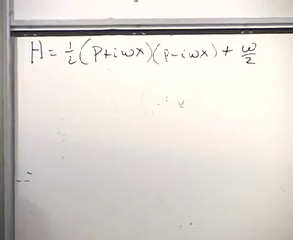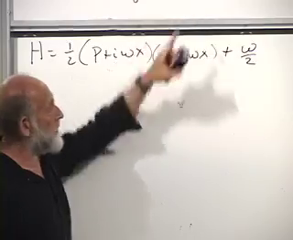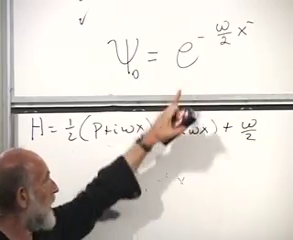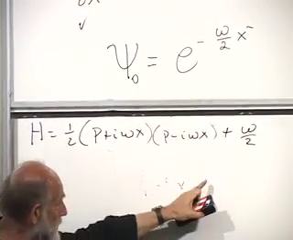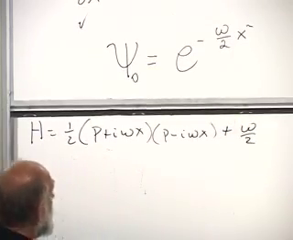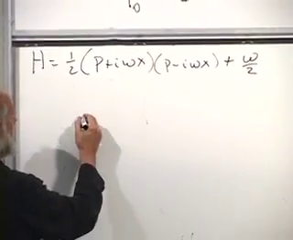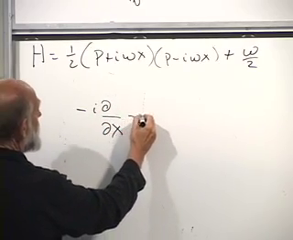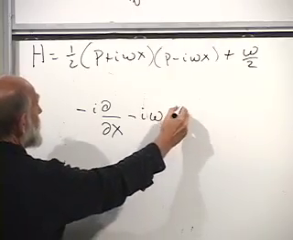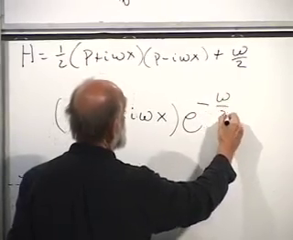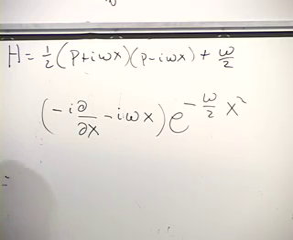Okay, let's apply p minus i omega x to the wave function, and then multiply it by p plus i omega x and try to check whether we get 0. As I said, we should get 0 because we already have the ground state energy here. Okay, so p minus i omega x. What is p? p is minus i d by dx, minus i omega x, multiplied by e to the minus omega over 2 x squared. Multiplied simply means you do the operations.